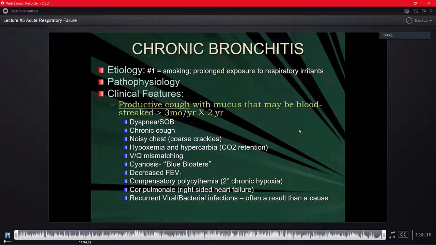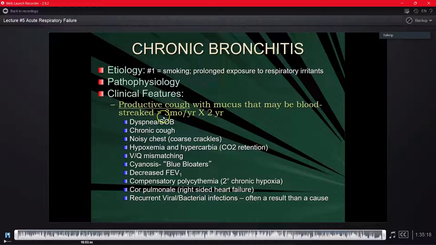Talk about chronic bronchitis. Let's do the etiology here. We're going to talk about smoking or prolonged exposure to environmental factors and irritants. Again, think miners, lithium, lime, coal, any kind of miner like that. Those are all irritants. Any environment where you work with aerosolized chemicals, where you're breathing them on the regular without proper respiratory protection. But anyway, productive cough with mucus that may be blood streaked. It's longer than 3 months, times 2 years.